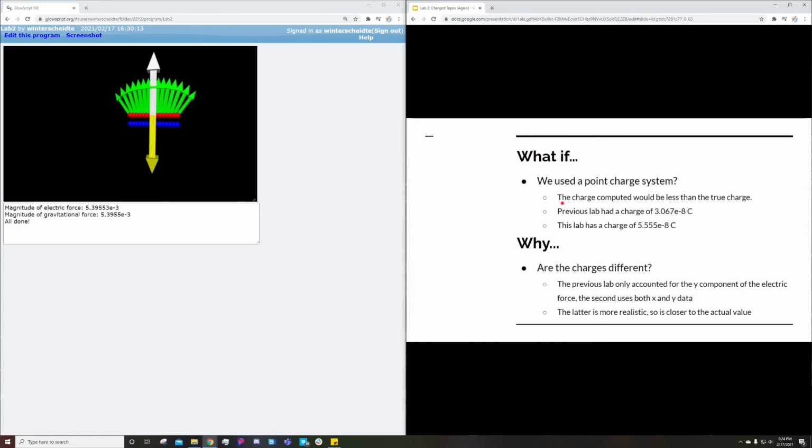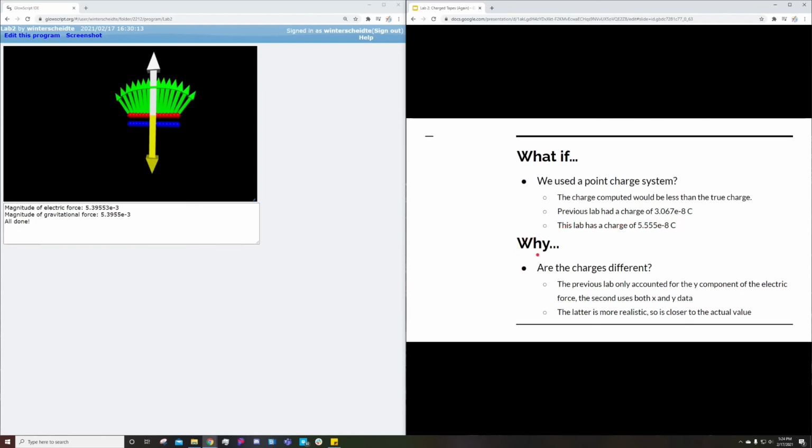What would happen is that the charge computed would be less than the true charge, as we could see in the previous lab. The previous lab had 3.067 times 10 to the negative eighth coulombs, and this lab had about roughly 1.5, or a little less than 2 times this original charge.